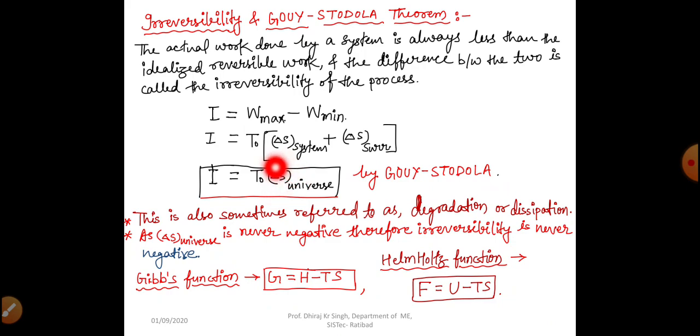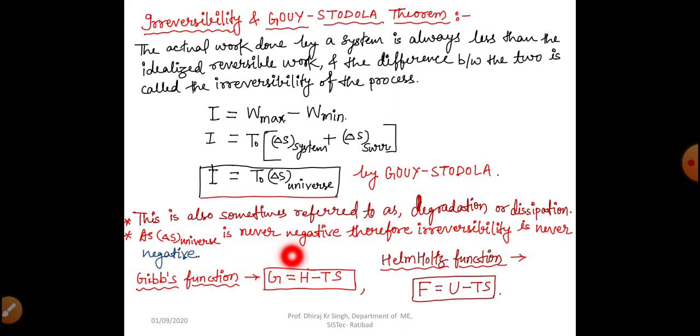As we have already discussed, dear students, the entropy of universe can increase or be equal to 0 but cannot decrease, because universe is an isolated system. As delta S universe is never negative, therefore irreversibility is never negative. So irreversibility can never be negative.